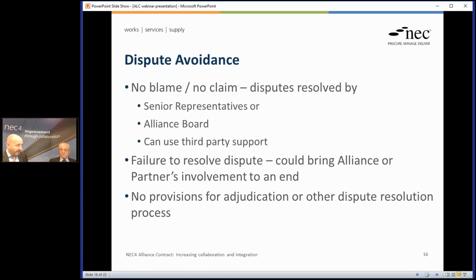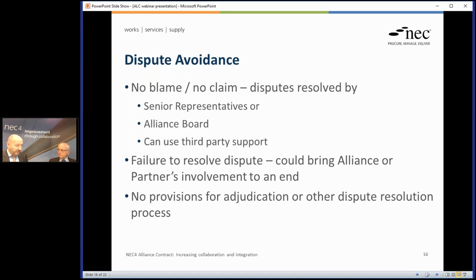It comes back to, it's a collaborative contract. The whole ethos of it is the parties work together, that they're going to make mutual decisions in the best interest of the Alliance. So we don't have any provisions in the contract to go to any sort of formal dispute resolution process. Disputes, disagreements have to be dealt with and resolved within the Alliance.